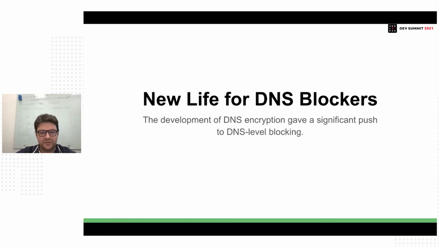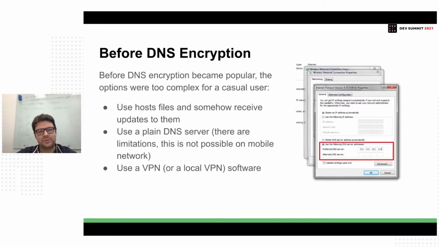Okay, got it. DNS encryption is great. But what does it have to do with content blocking? Let me try to explain. Before DNS encryption became popular, the options were too complex for a casual user. You could use a host file and somehow receive updates to it. You could use a plain DNS server, but there are limitations.